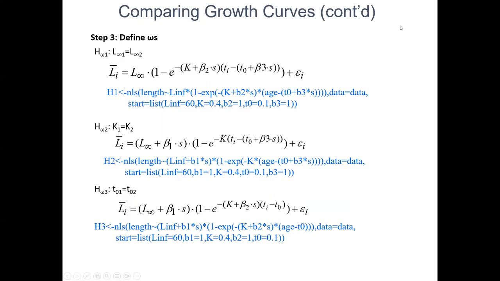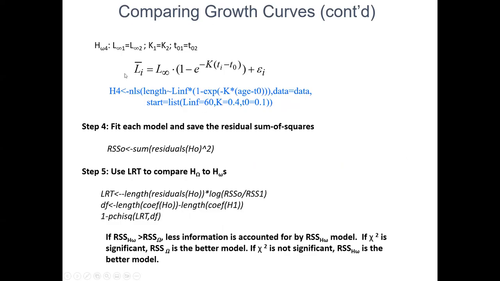So this is still Kimura's approach, and we do that for alternate hypotheses. In hypothesis 1, we're saying that for L infinity 1 and 2, there's no difference. So then you just have that L infinity as a single parameter in this model. Down here, it's just L infinity, and you have to get rid of the B1 here because that's no longer estimated. Then hypothesis 2, we're wondering if the K's are the same. So again, you eliminate that, and then T sub 0 down here, eliminate that. And then the final model will be basically fitting a single model to all of the data.